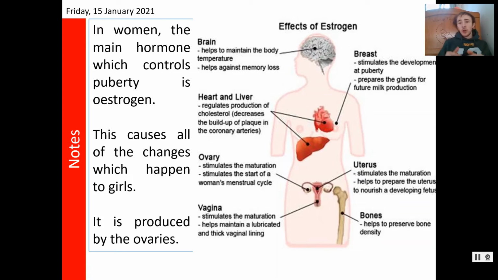And actually, in fact, we're going to talk a lot more about estrogen because it's got a key part in the menstrual cycle. But for now, we need to know that it's produced in the ovaries and it causes the changes during puberty. And on the right, you can see some of those changes. You do not need to copy all of that down, nor do you need to know the vast majority of it. But it does have enormous numbers of uses. So get down those notes if you haven't already.